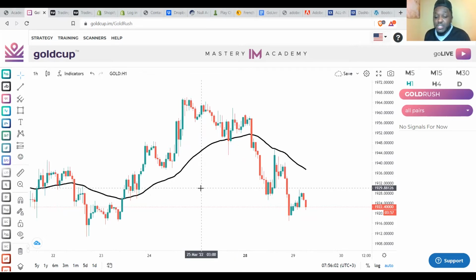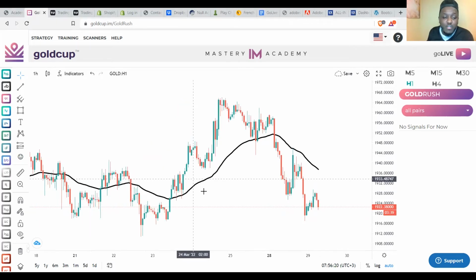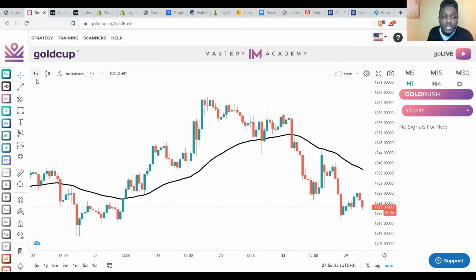Anytime you are using a strategy, the one thing that you want to do is to always back test. You're going to back test this. But before we even back test, I'm going to explain the basics of it, how exactly it works. So first of all, this is on the 1 hour time frame with gold.